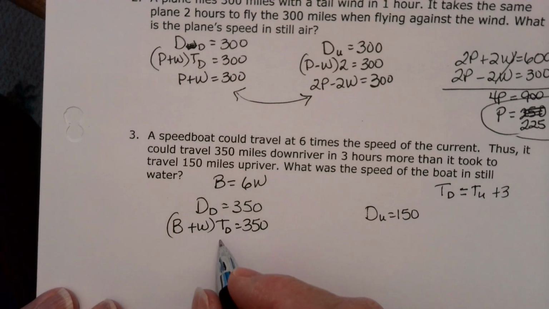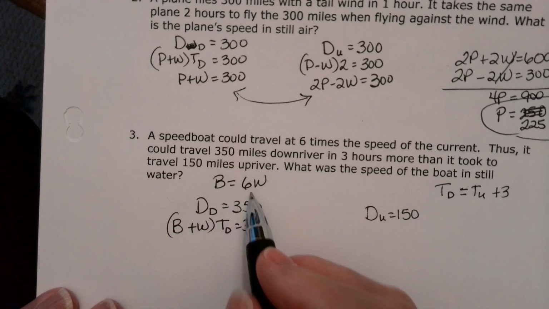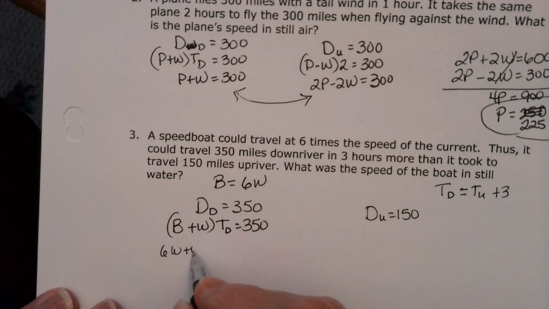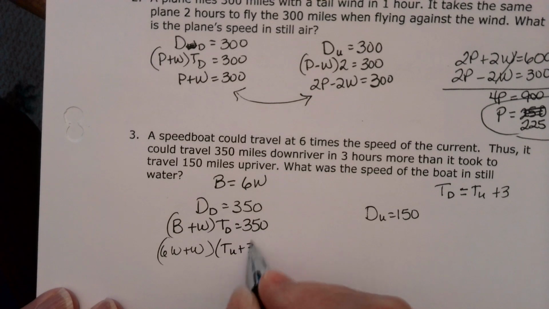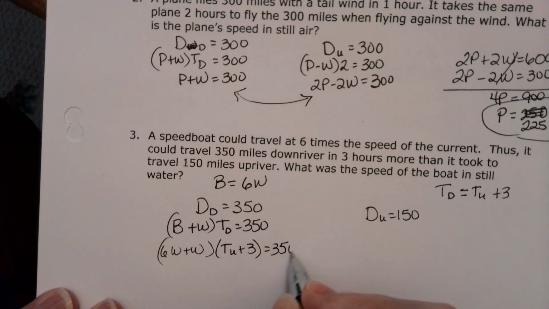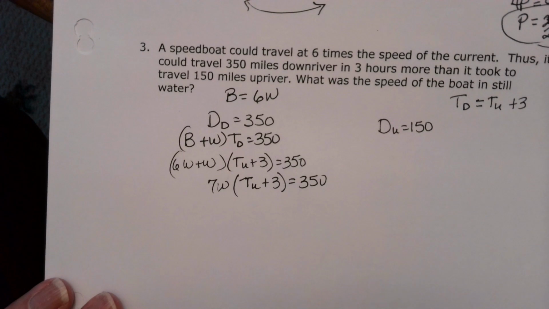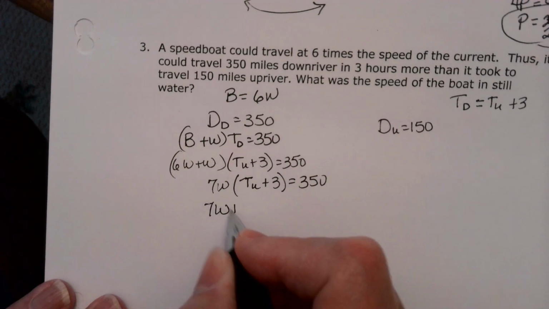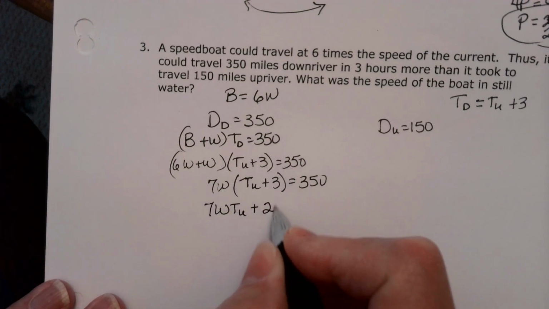So first of all, I know that B is 6W. Plug that in. I know that I have T sub U plus 3 I can plug in right here. So that's 7W times T sub U plus 3. Okay, so now we're going to do distributed property. I know this looks weird, but just hang on. You'll see it all works out.